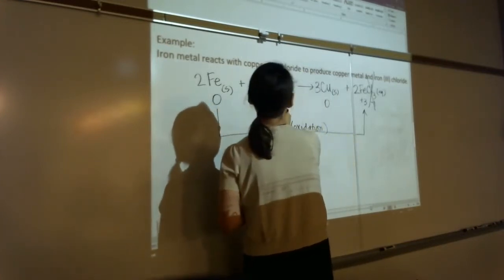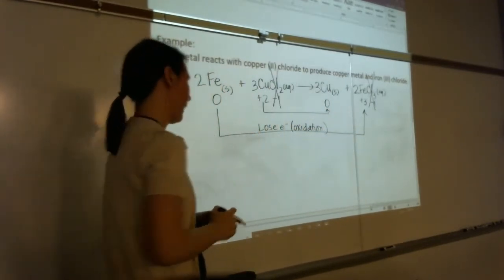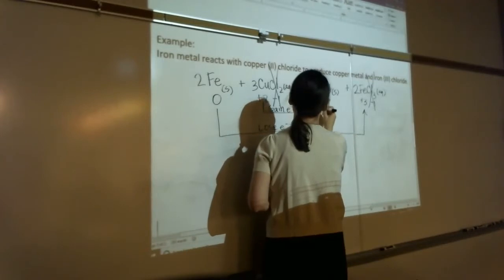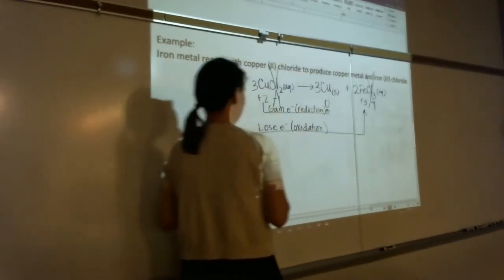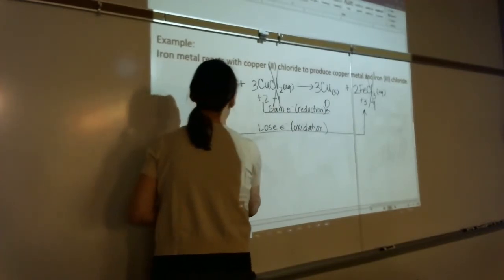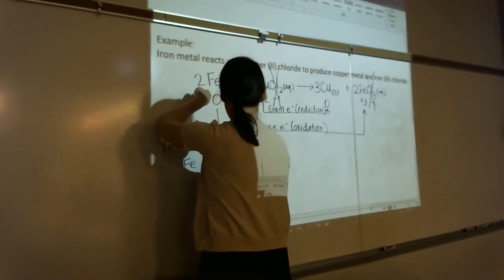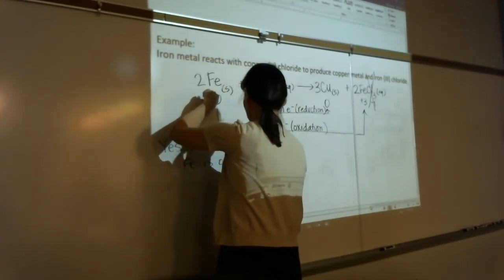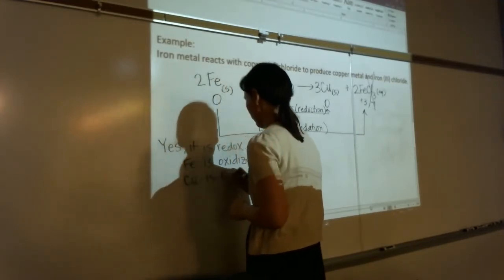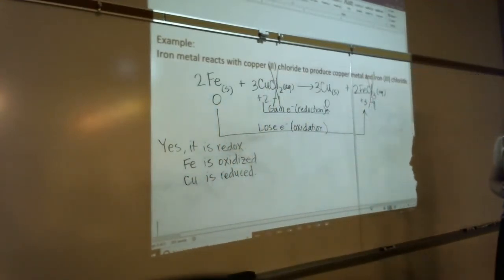And copper went from +2 to 0. Did that lose electrons or gain electrons? That gained electrons. So what is that? That's reduction. So to answer the question, is this redox? Yes, it's redox. Iron is oxidized, and copper is reduced. Do we agree?